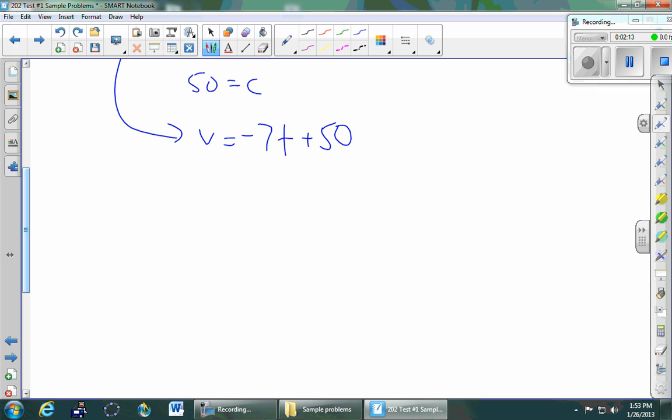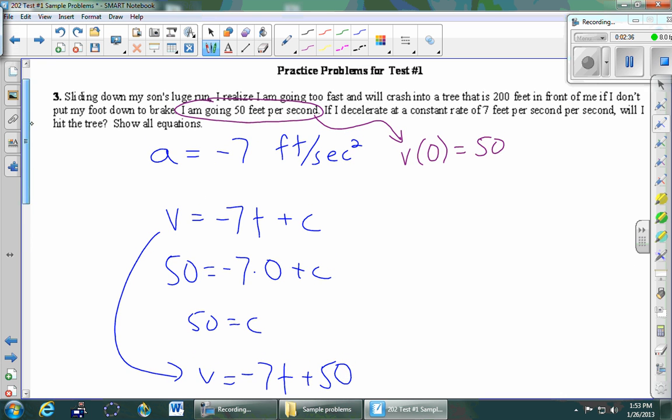We'll use the letter s. The antiderivative of negative 7t: add 1 to the power, divide by the new power. The antiderivative of 50 is 50t. Don't forget over here, some constant. How are we going to find the constant? Well, let me make sure this really looks like an s, not a 5.